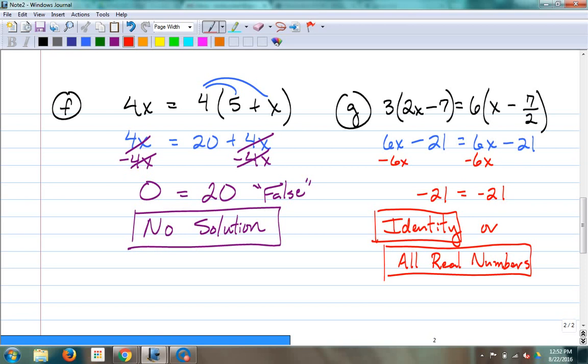Okay? So, if you see the variables cancel out, you look at what's left. If it's true, identity, all real numbers. If it's false, like this one was, then we have a no solution situation. Okay? All right.